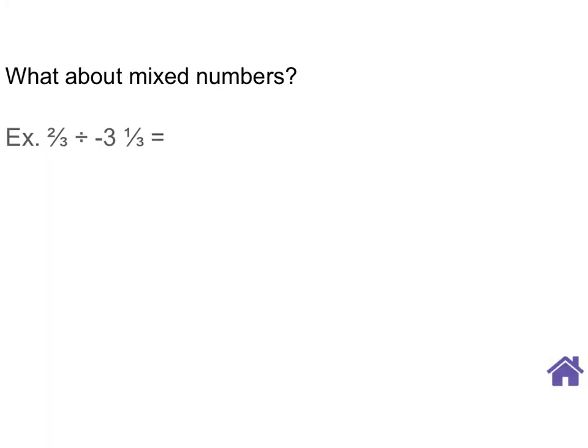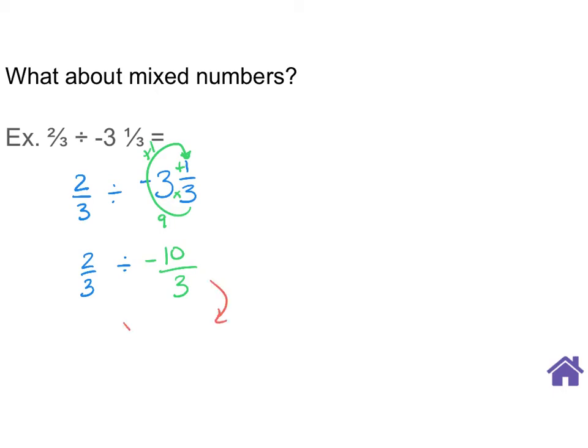Okay, let's go ahead and do this example. I have 2/3 divided by -3 1/3. I need to first change it into an improper fraction. So I'm going to multiply the denominator and the whole number, which is 9, and then add the 1 on the top. So I have 10/3, and it's negative, and the 2/3 stays the same, and I'm going to divide.